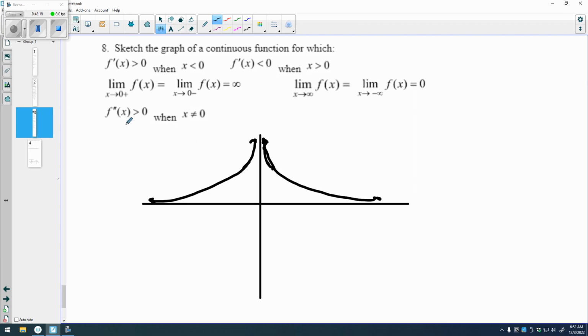All right, last one. My graph is concave up when x is not 0. Are both of these concave up? Yep. My graph is increasing. My graph is decreasing. Concave up everywhere. Looks good. All right, so there's that.